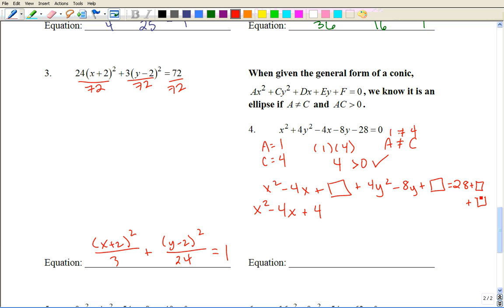But before I can do anything else here, let me take a moment and look at these y variables. I've got a value in front of the y squared that is something different than 1. So what I'm going to do is factor out that 4 so that I have y squared minus 2y. So that will be my new box there. So I already figured out this first box. And then I'll have 28. I'm adding that 4, but I also need to add something else.